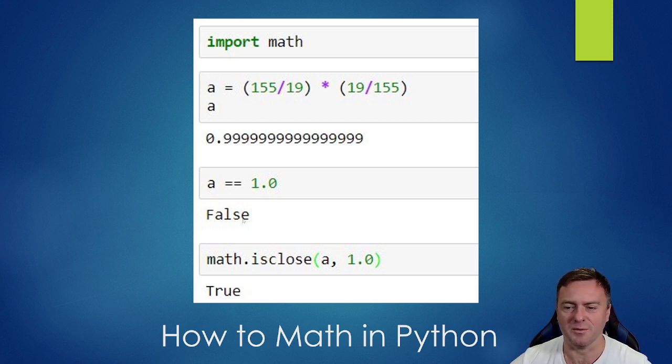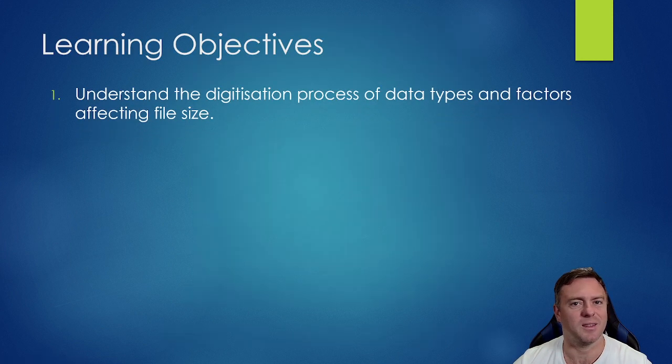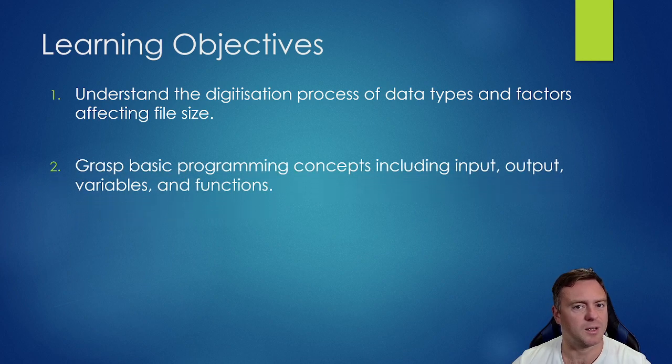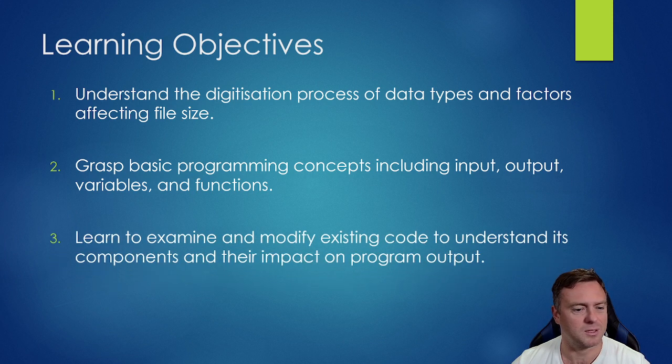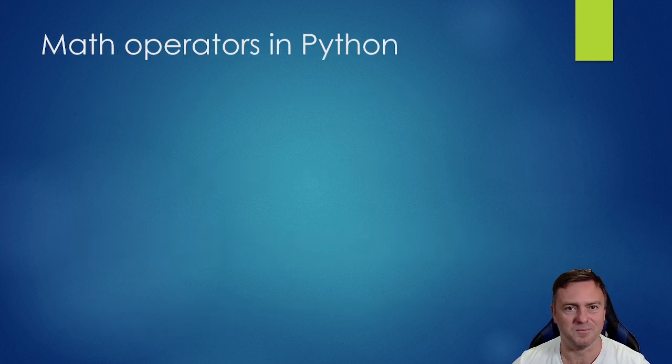So to start with, we're going to jump into the learning objectives. We're going to understand how the digitalization process of data types factors into the file size that we're going to deal with, grasp basic programming structures and concepts, including inputs and outputs, and examine existing code to work out how the output occurs. Then we'll look at mathematical operations inside of Python, particularly with modulus and integer division.